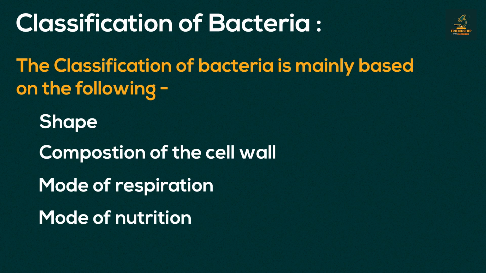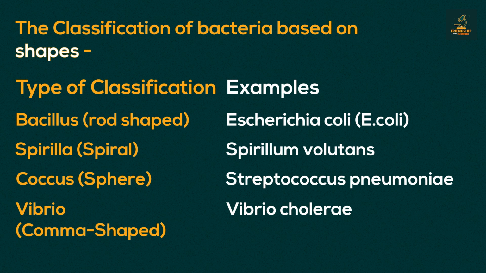Now move on to classification of bacteria. Bacteria can be classified into various categories based on their features and characteristics. The classification of bacteria is mainly based on the following. Number 1 is shape. Number 2 is composition of the cell wall. Number 3 is mode of respiration, and the 4th one is mode of nutrition. Classification of bacteria based on shape: there are 4 main types of bacteria, that is Bacillus, Spirilla, Coccus and Vibrio.